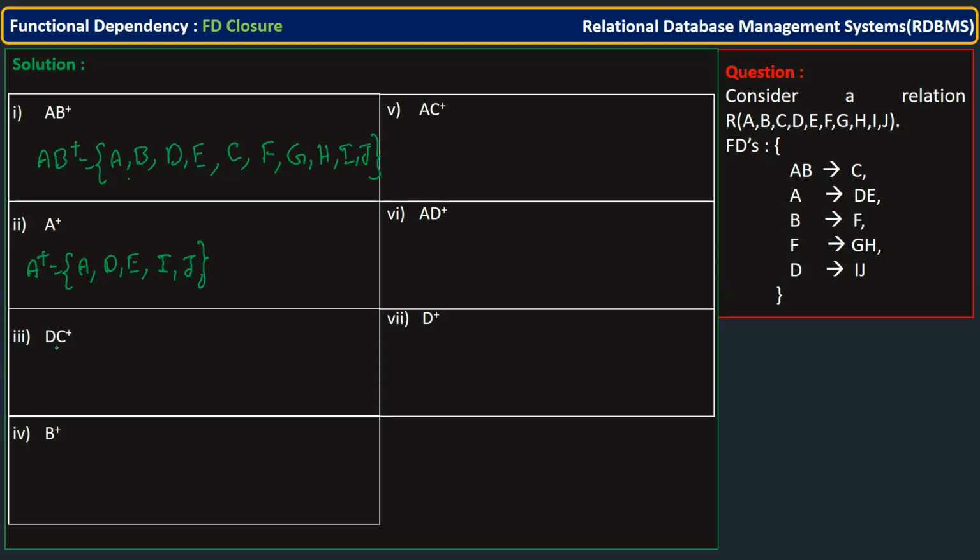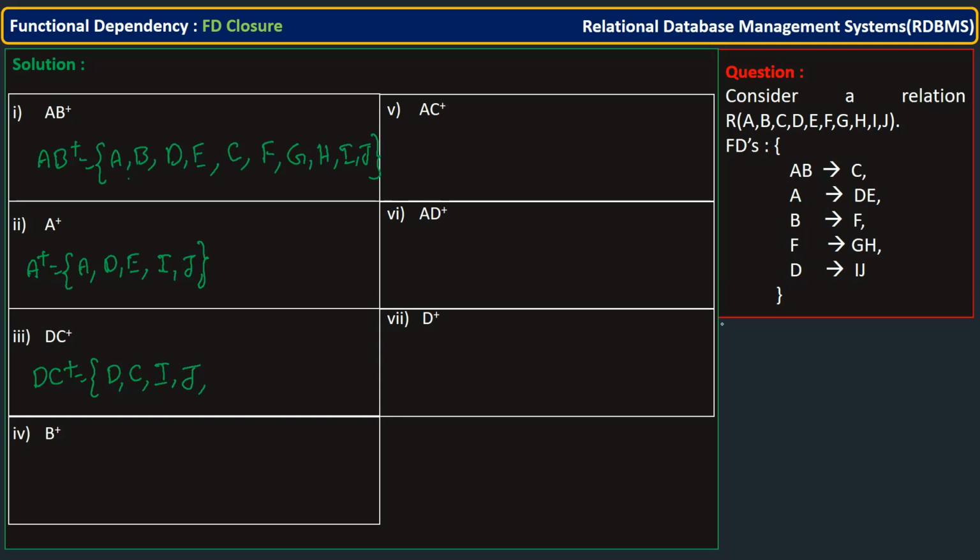Now if you come to the DC closure, first of all, D and then C you can add because it is deriving itself, right? That is what DC we added. Now come here. AB is not there in the set till now. A is also not there in the set. B is also not there in the set. And F is also not there. But you see here the LHS part D is there in the set. So that means the RHS IJ, it is deriving.